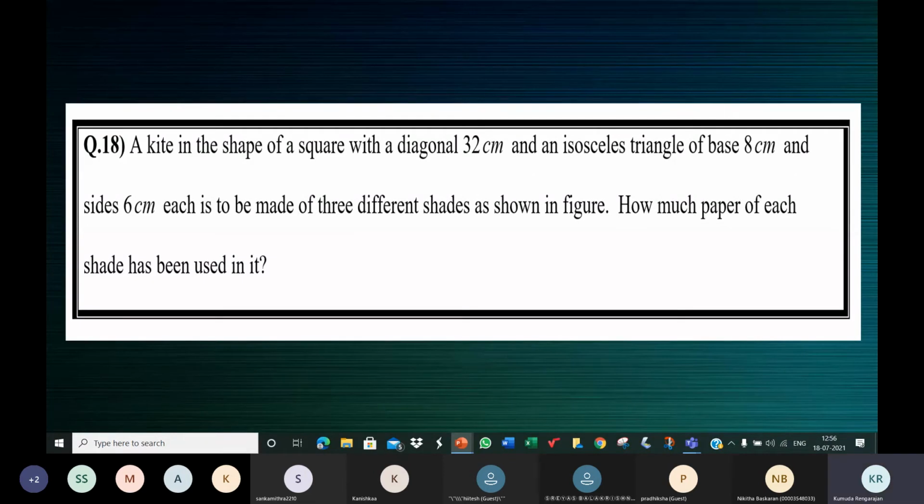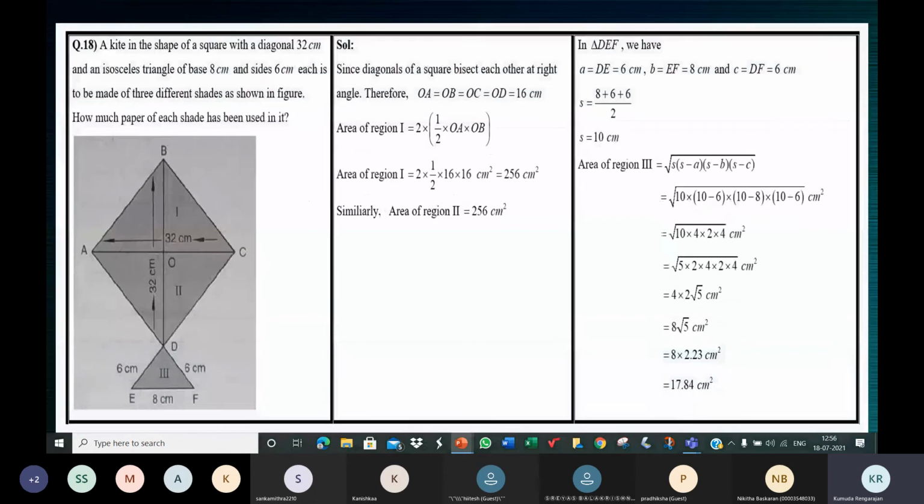A kite is in the shape of a square with diagonal 32 centimeters and an isosceles triangle of base 8 centimeters and side 6 centimeters. Each is to be made of 3 different shades as shown in the figure.